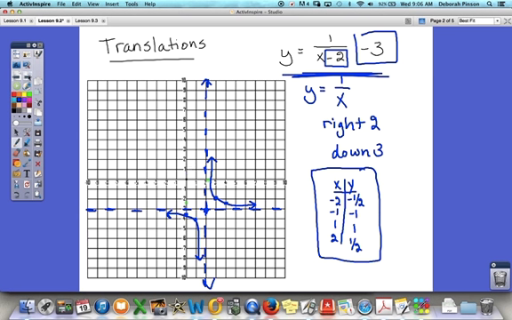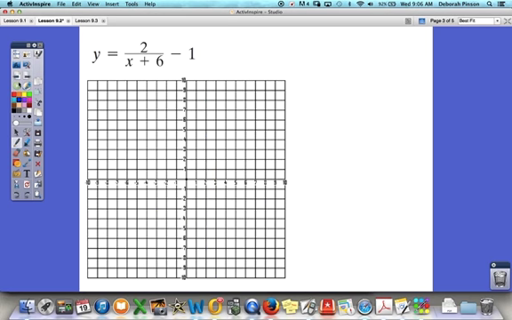Okay, let's do one more of these and then we're going to change gears just slightly. All right, so here's our graph. Now here's what we need to do. My parent function is going to be 2 over x. Once I have that, I'll move it to the left 6 and down 1.